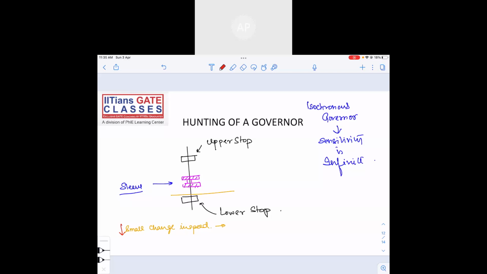Small decrease in speed. So the bell sleeve will come down. Because the sleeve comes down, the fuel valve gets opened up, right? Now fuel has got into the engine. Now speed increases. Now as soon as the speed increases, since this is a sensitive governor, what will happen?